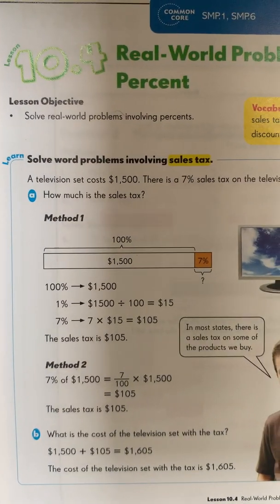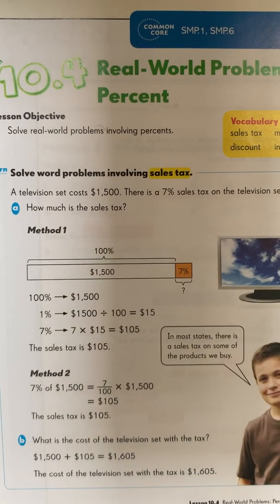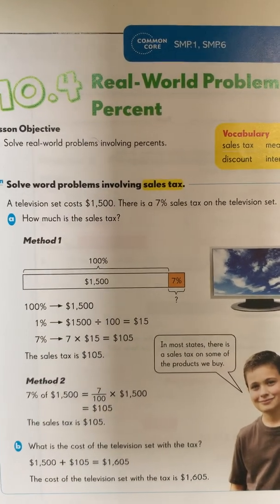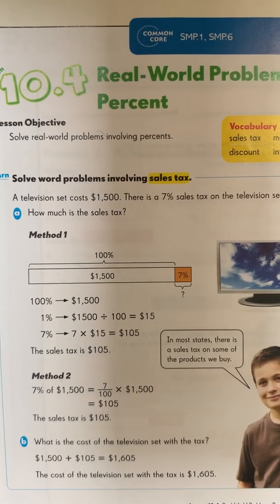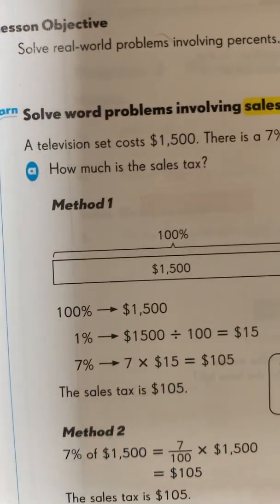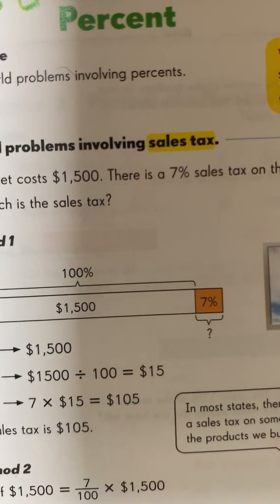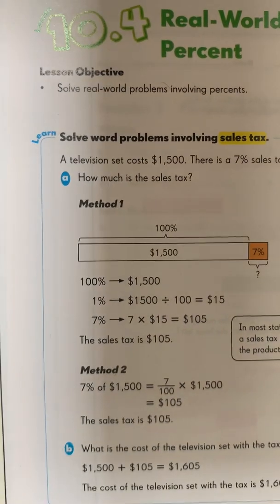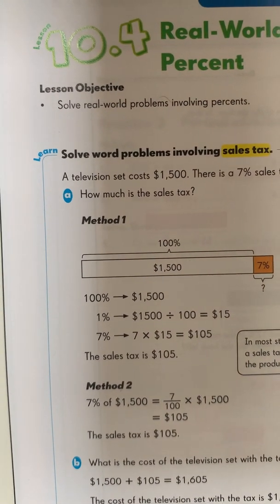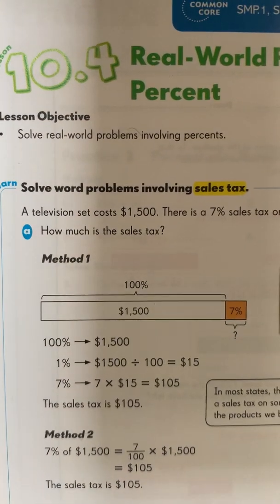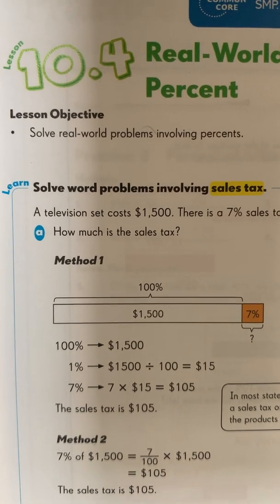It says a television set costs $1,500. There is a 7% sales tax on the television set, which is why in the orange box you see 7%, okay? 100% of my TV costs $1,500, but I have a sales tax, 7%. So let's look at A, okay? You've got two different strategies, method 1 and method 2, to figure out part A. A is asking me, how much is the sales tax?